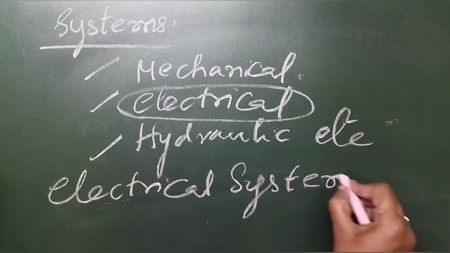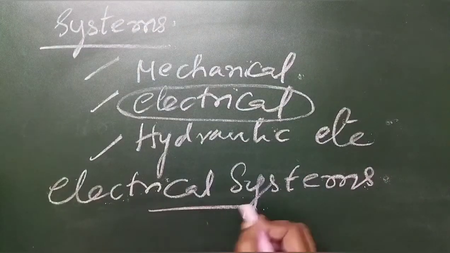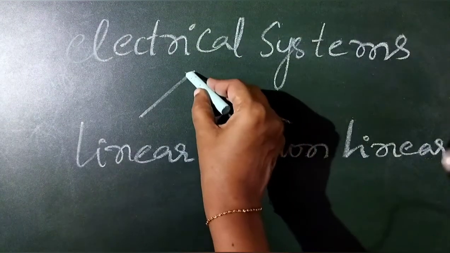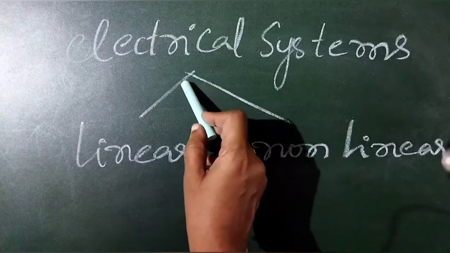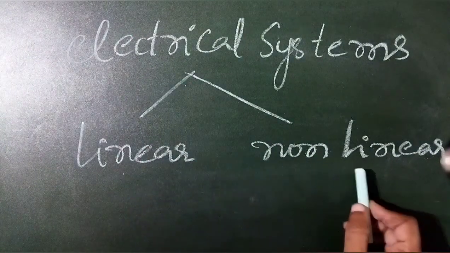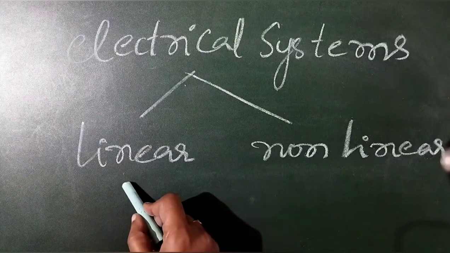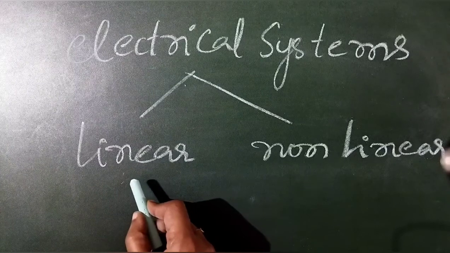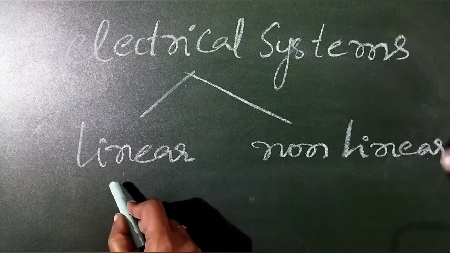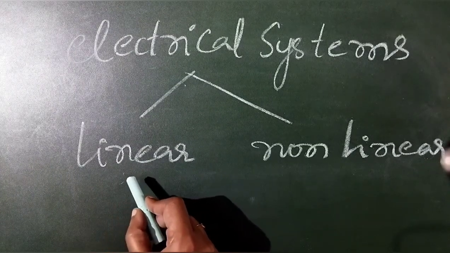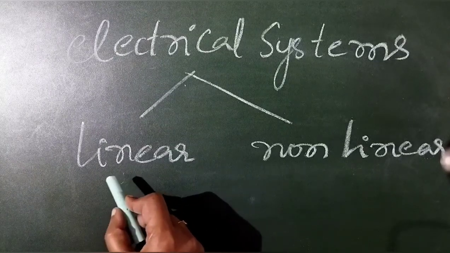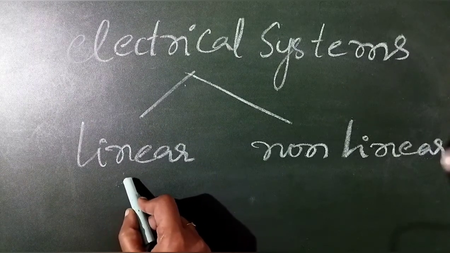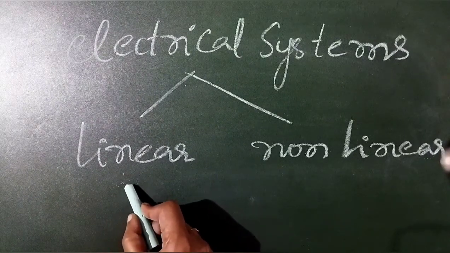We have several types of electrical system. Let's see what those are. Now we'll see the different types of electrical systems. Here we have linear system and non-linear system. A linear system is a system where the output variations are in proportion with the input changes, then you call it a linear system. Or in another sense, in a linear system, the principle of superposition and the principle of homogeneity hold good.